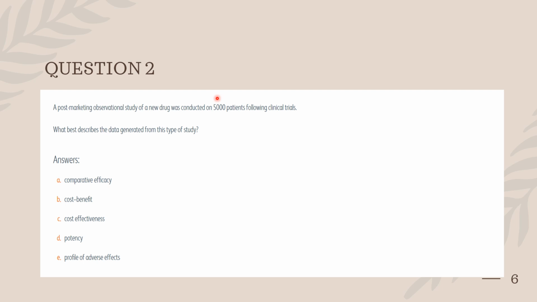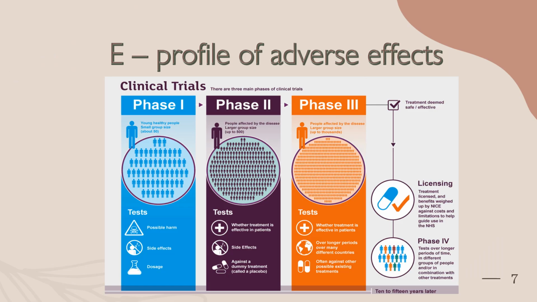So what are you actually trying to characterize? It's the adverse effects. So it is a phase 4 trial, which is the profile of adverse effects. Other options are comparative efficacy, cost benefit, cost effectiveness, potency, and profile of adverse effects. The answer is profile of adverse effects. We'll see what are the phases of clinical trial.